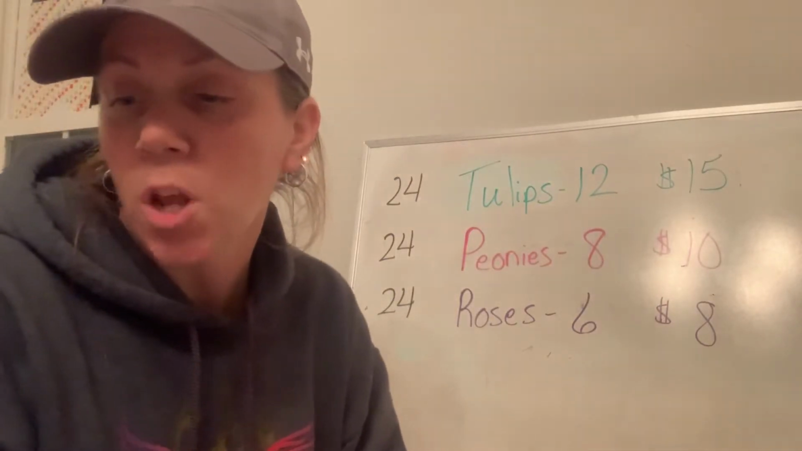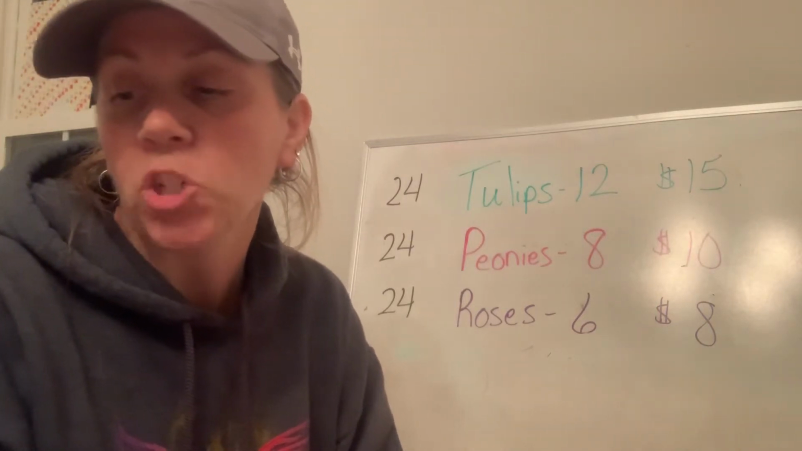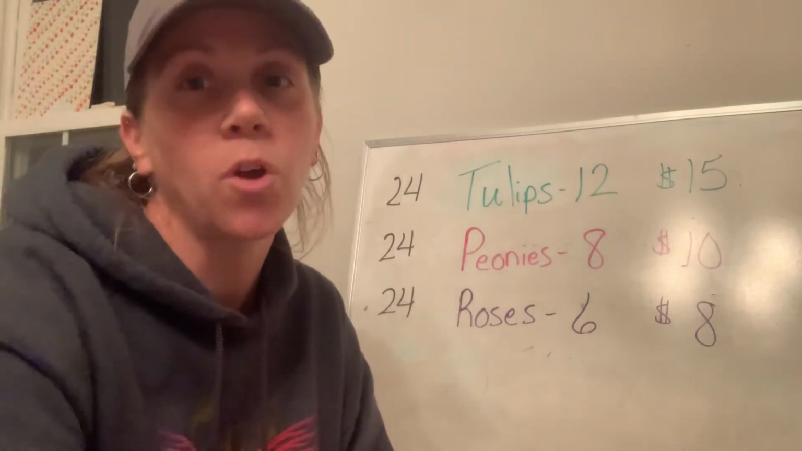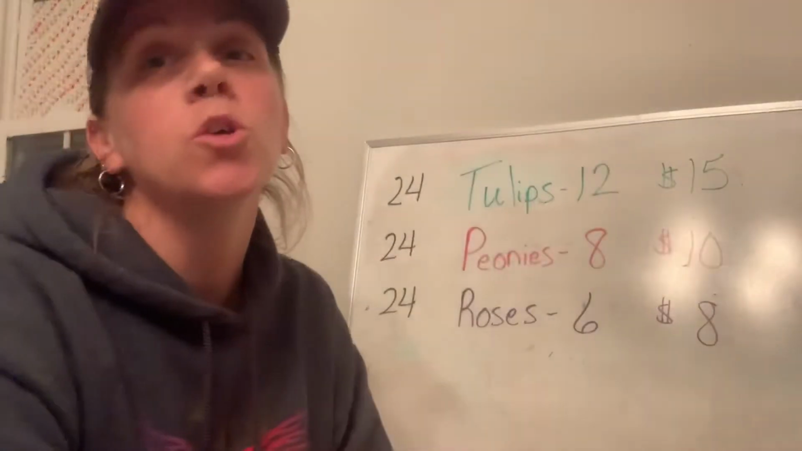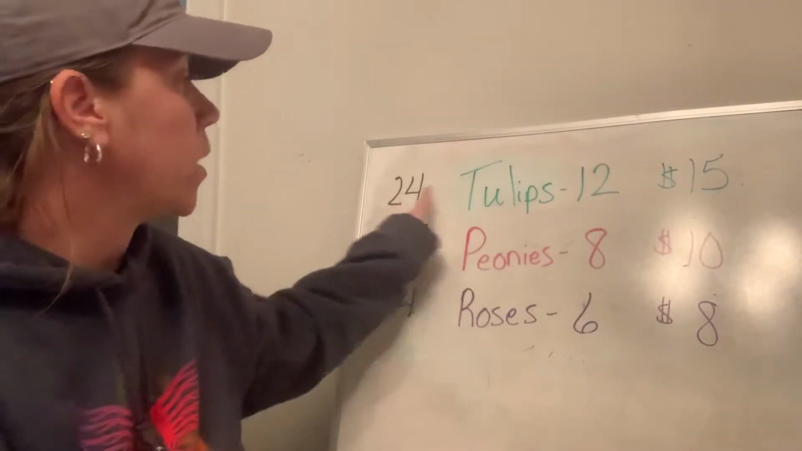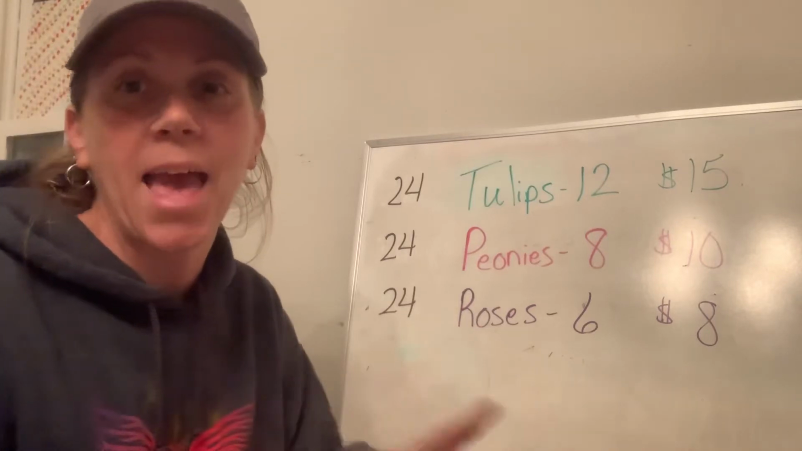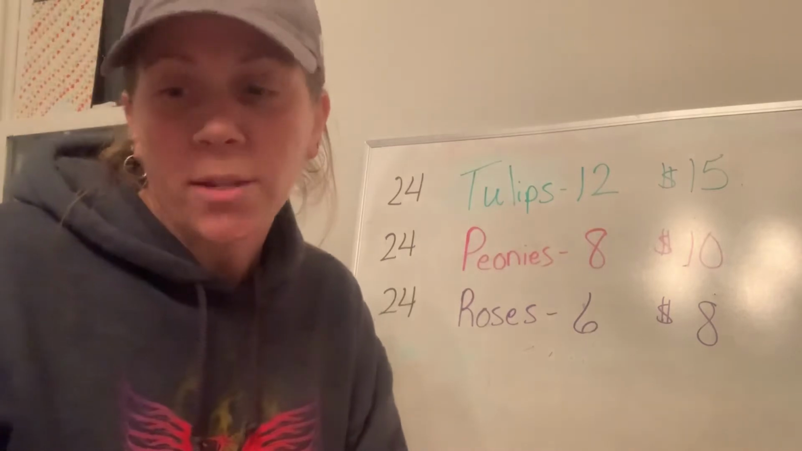So the answer to number 2, what is the minimum number of each type of flower she can use for the mixed bouquets so that there are no flowers left over? The minimum number is the least common multiple, 24. She needs 24 tulips, 24 peonies, and 24 roses, and she won't waste any flowers. Okay? Let's go on to number 3.